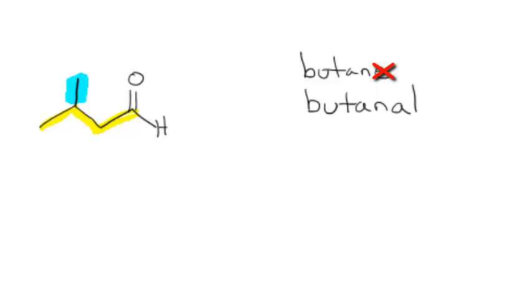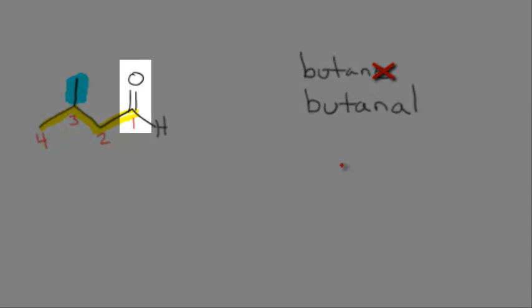So before we name it off, let's make sure we get the appropriate carbon numbers. 1, 2, 3, and 4. Carbon 1 always goes on the carbonyl carbon. In this case, on the carbonyl that's part of the aldehyde group. So our methyl group is part of carbon 3.